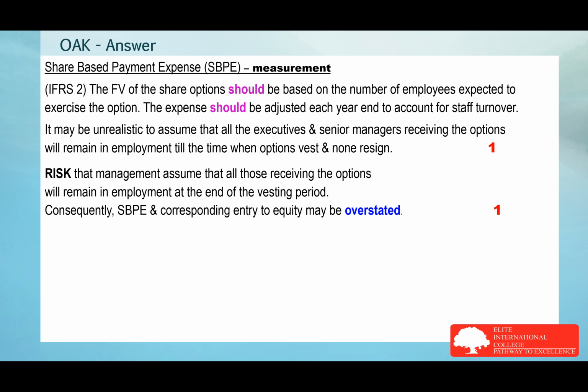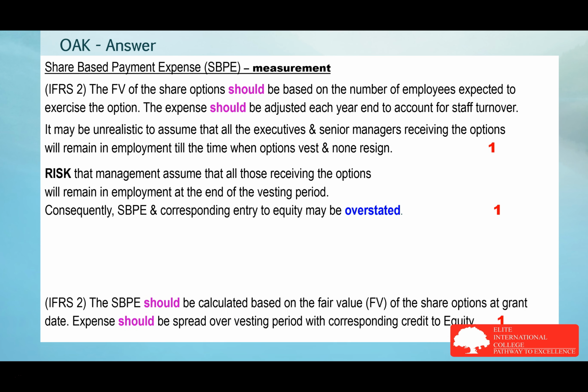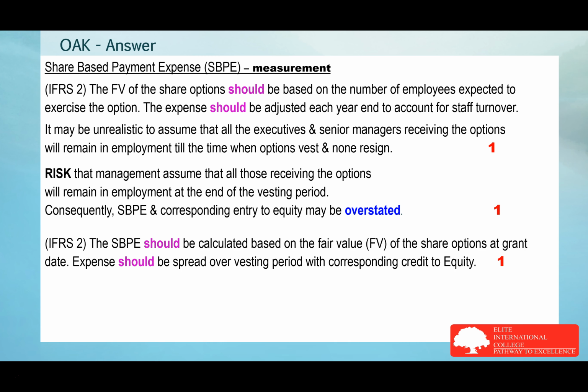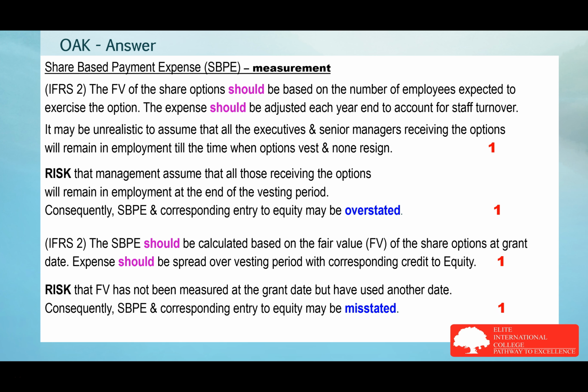The risk is that management assume that all those receiving the options will remain in employment at the end of the vesting period. Consequently, the share-based payment expense and the corresponding credit to equity may be overstated. Then another point under measurement, the share-based payment expense should be calculated based on fair value of the share options at grant date. The expense should be spread over the vesting period with corresponding credit to equity. The risk here is that fair value has not been measured at the grant date but have used another date. Consequently, the expense and corresponding entry to equity may be misstated.